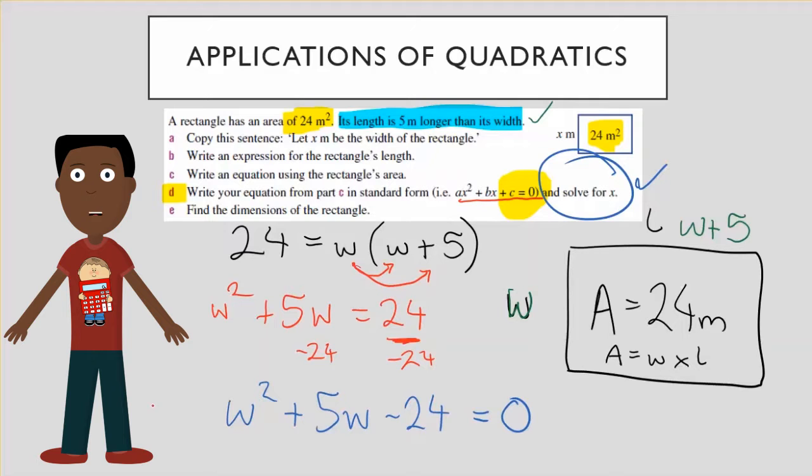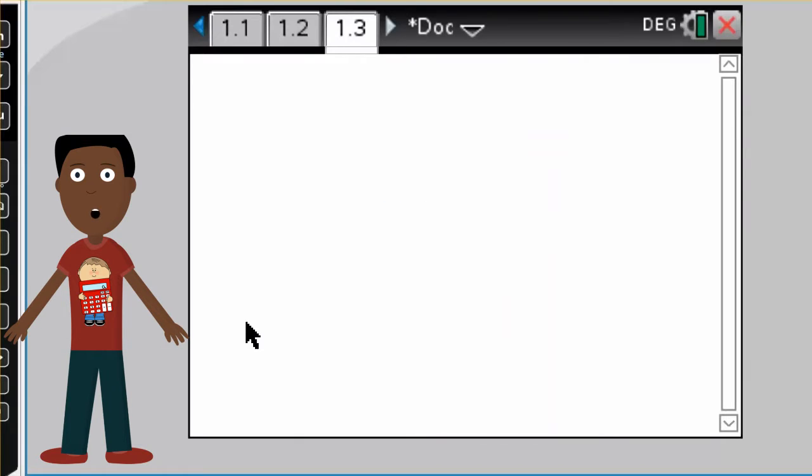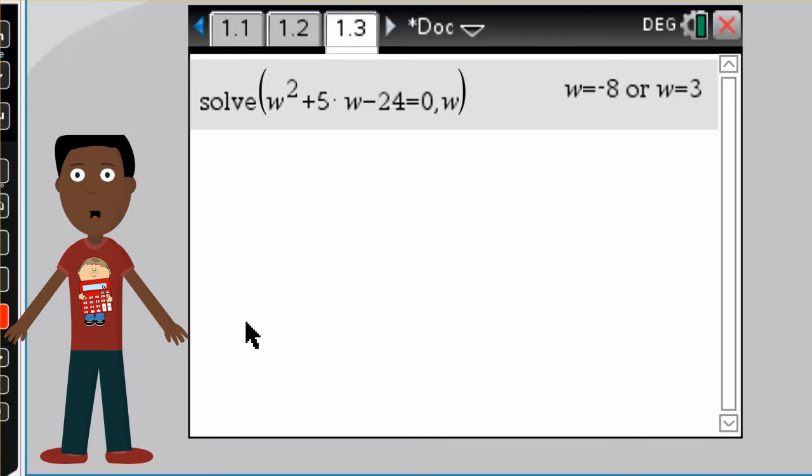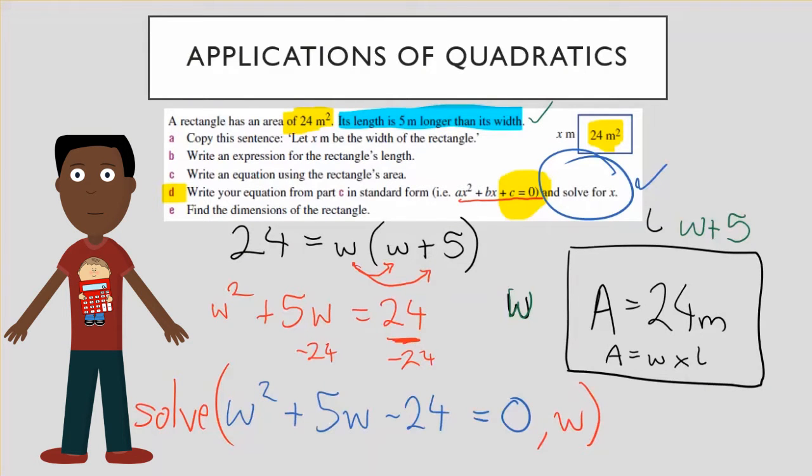Obviously, we are going to put this into our calculator using solve for w. Solve w squared plus 5w minus 24 equals 0, comma w leaves us with w equals minus 8 or w equals 3. Now we know that the side of a rectangle cannot be a minus, so our answer for w has to be 3.